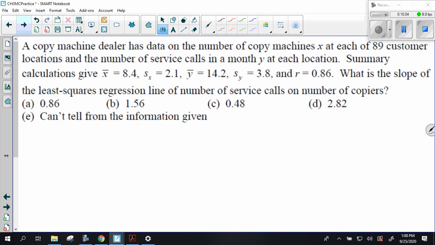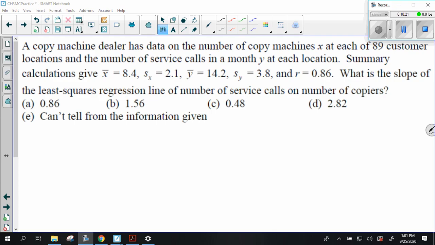All right, so we got a copy machine. You can read it. So we're given some values. We need to know what the slope is. And fortunately, we do have a formula for that. You guys have seen it in your book, the formula for slope.